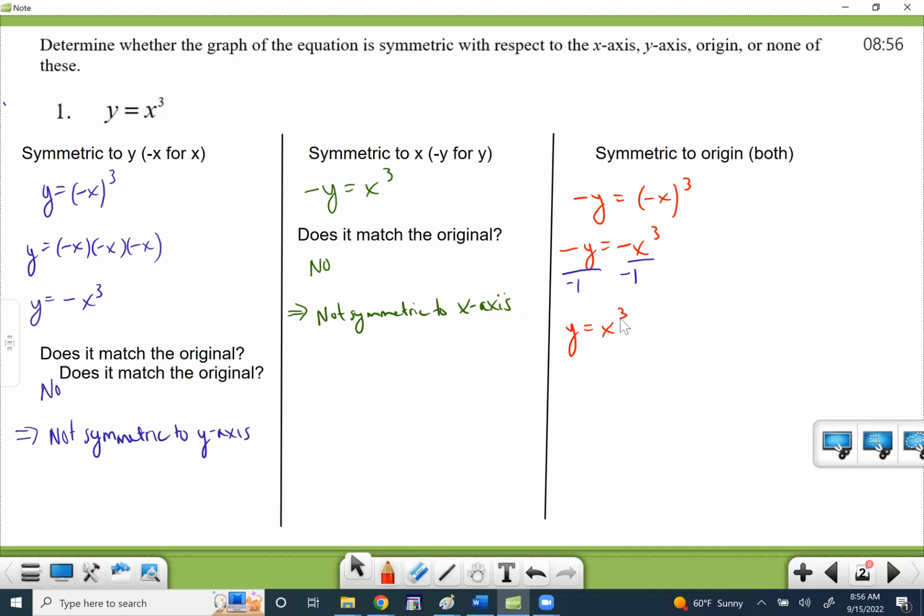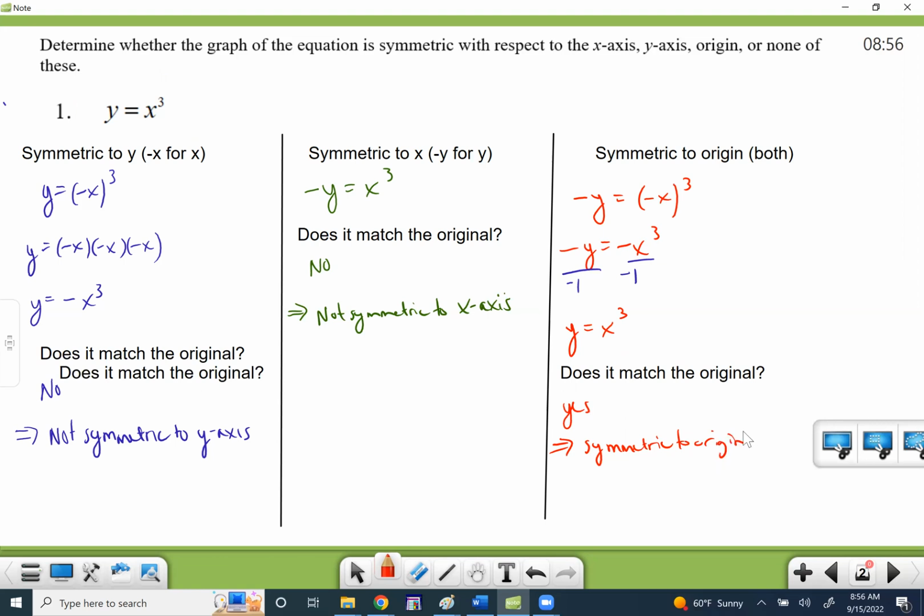So when we ask ourselves, does this match the original, our typical question we always ask, it actually does this time, right? That's exactly what the original equation up here looked like. So we finally got a yes. And so that implies that this is symmetric to the origin. Okay. And we kind of knew that.